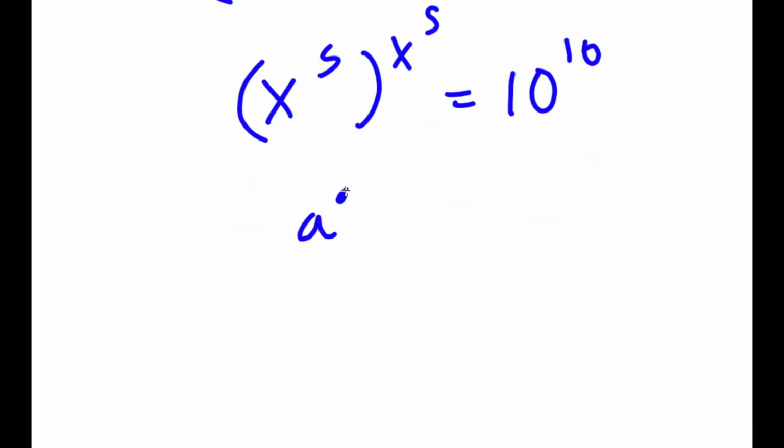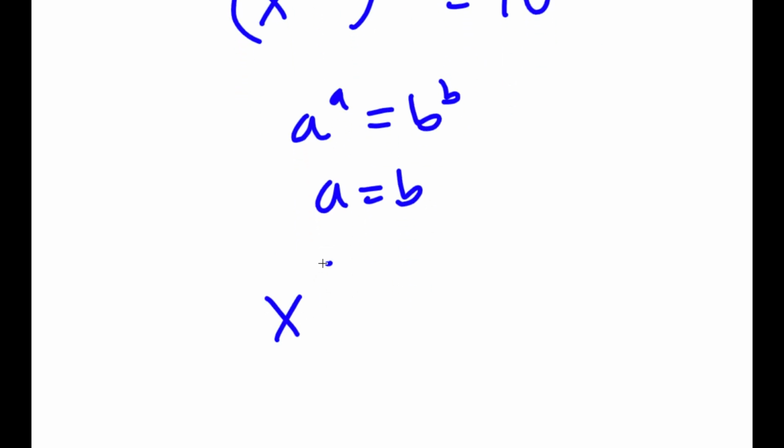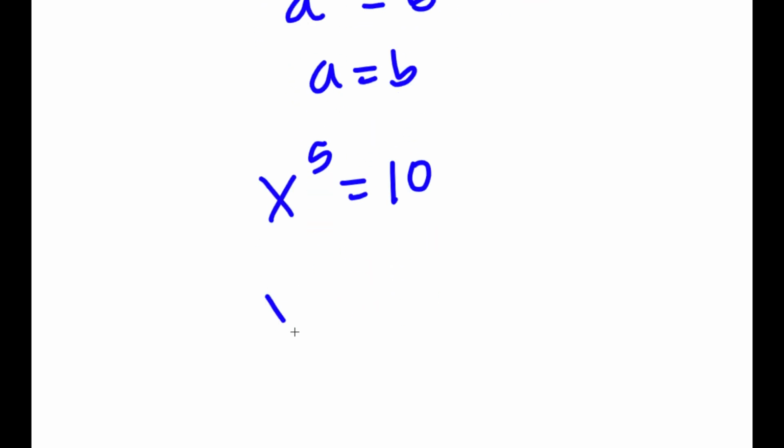Now, if I have something in the form a to the power of a is equal to b to the power of b, this means that a is equal to b. So x to the power of 5 is equal to 10, meaning x is equal to the fifth root of 10.